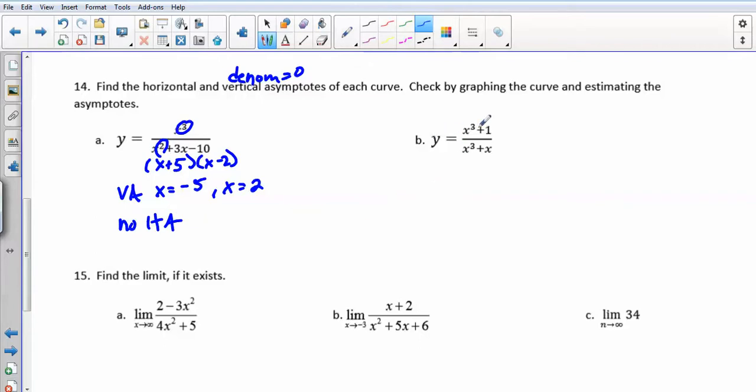Okay, in B, I'm looking at my denominator again. I'm going to factor out x, and then I have x times x squared plus 1. So if I set them both equal to 0, x squared plus 1 gives me imaginary numbers. So I'm going to stick with this one, x. I get x equals 0. So I have a vertical asymptote at x equals 0. And then my horizontal asymptote comes from the degree here is 3 and the degree here is 3, and since they're the same, you want the lead coefficients of each term, 1 over 1. So my horizontal asymptote is y equals 1.